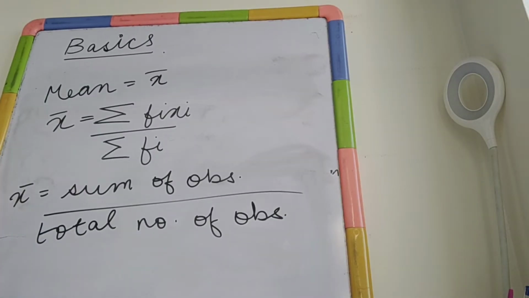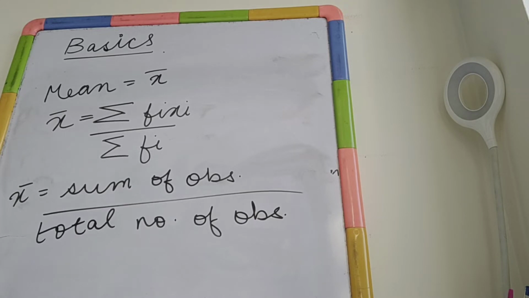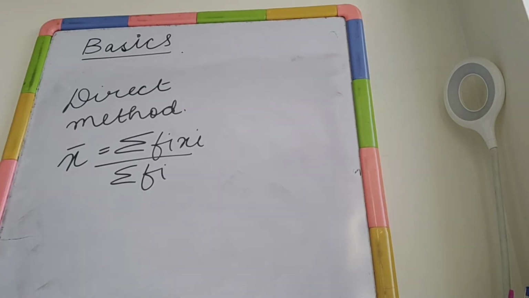Now let's move on to mean. Mean is also known as x bar. The basic formula for calculating mean is sigma fi xi upon sigma fi. Sigma is the summation. The most basic formula is x bar is equal to sum of observations upon total number of observations. Now guys, let me tell you one thing. The sigma fi xi upon sigma fi is the direct method for calculating mean.